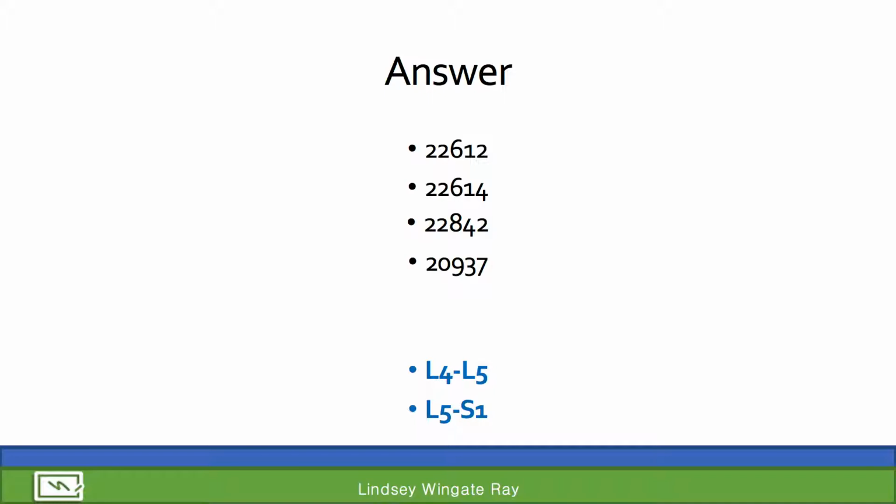The 22614 is because there was an additional segment done. If you noticed, the question said L4 to S1, but L4 to S1 would be L4 to L5, L5 to S1. Think about that for a second. That's why we had to add that add-on code. 22842 is for the instrumentation of the screws. And 20937 is for the bone graft.